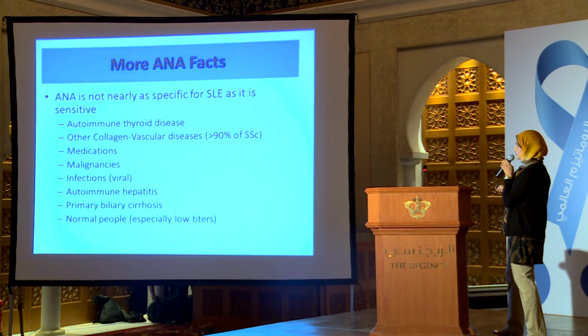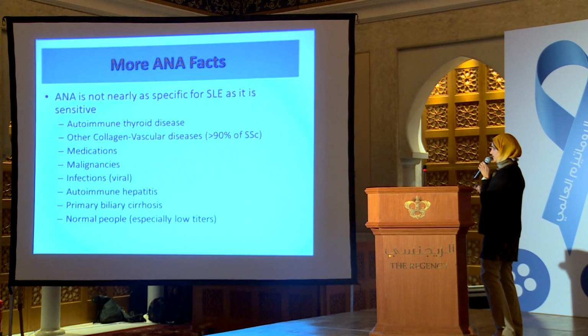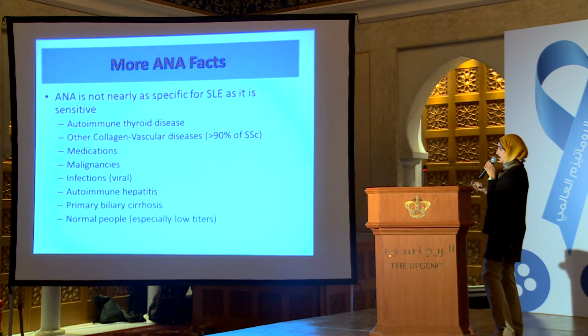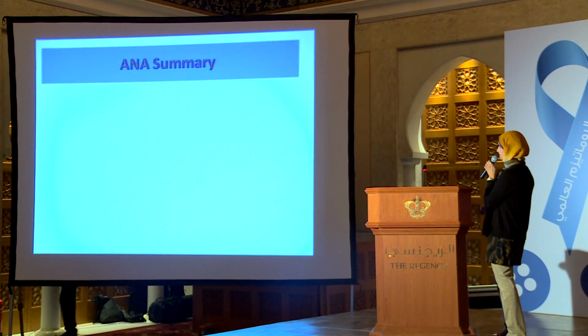So ANA is not nearly as specific for lupus as it is sensitive. It can be seen in other conditions like autoimmune thyroid disease, other collagen vascular diseases, some medications like anti-TNF or antibiotics, infections, autoimmune hepatitis, and primary biliary cirrhosis. And if the titer is low and the patient asymptomatic, this is normal in normal people.